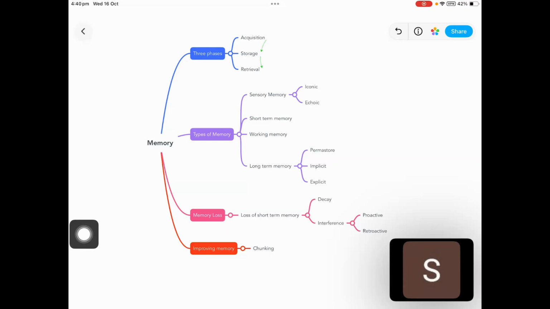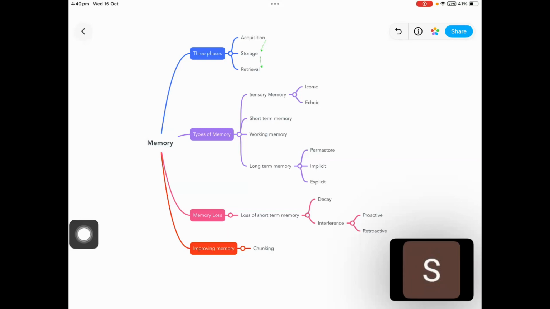When we talk about memory loss, that can happen to anyone at any stage, and things can be harder to remember. So this can happen due to interference. So interference can be proactive or retroactive. So proactive is when old memories mix up and jumble up new ones, or retroactive where new memories can jumble up the old ones.